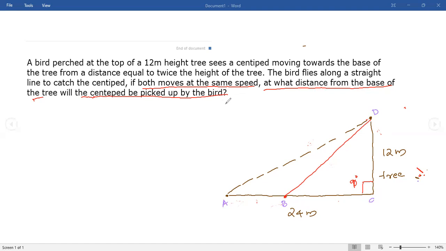Options are also available for this question. The first option is 16 meters. Second option is 9 meters. Third option is 12 meters. Fourth option is 14 meters.